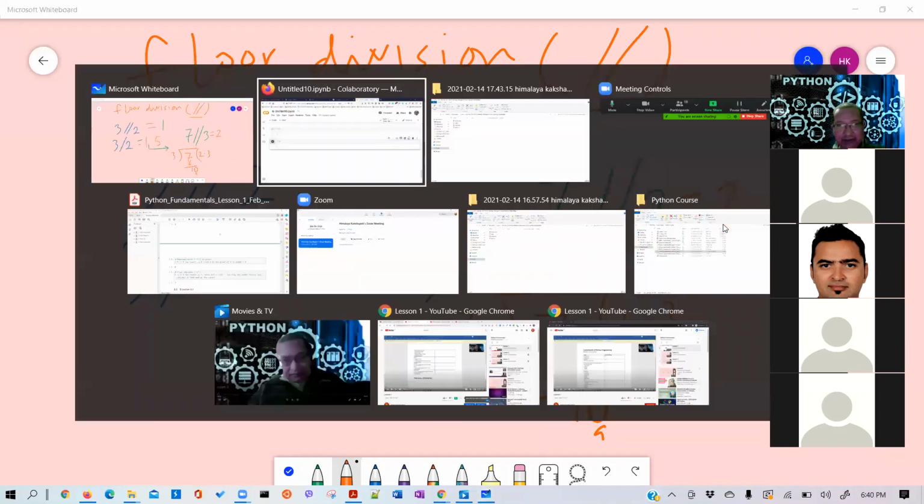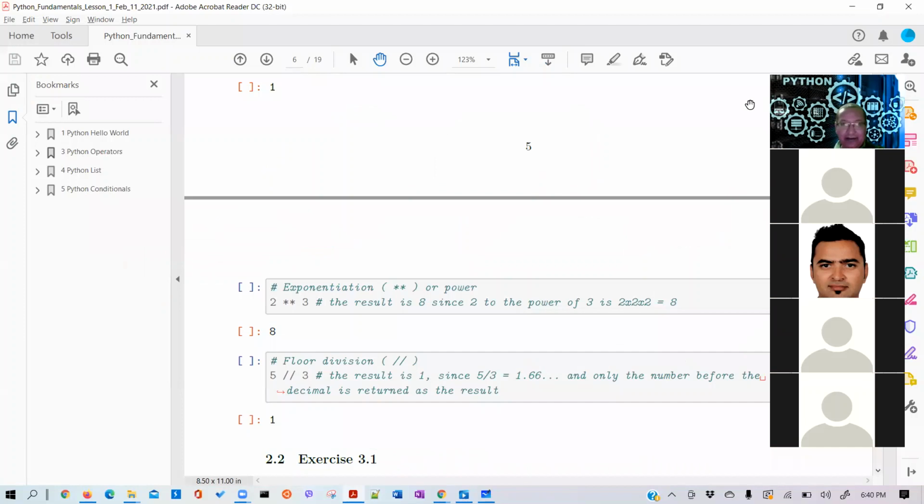Floor division ma clear hununcha? Any questions so far? I think everybody's okay. मेरो आवाज आएको छैन हो? आएको छ सर आएको छ है? रविन सरले बुझ्नु के I'm not getting your voice भनेर लेख्नु भएको छ.